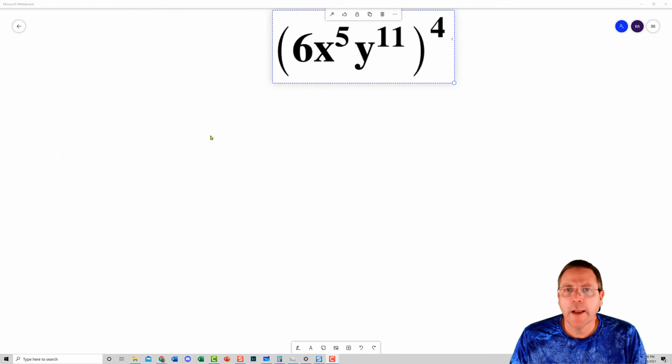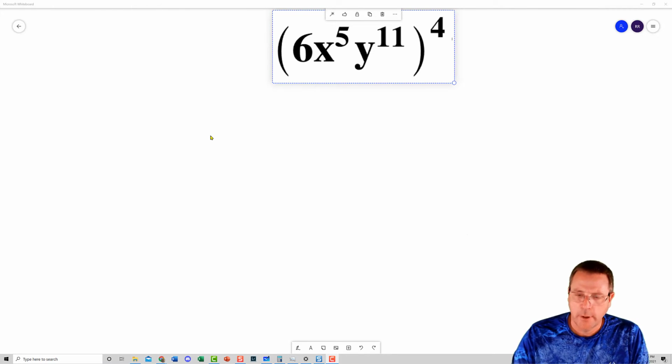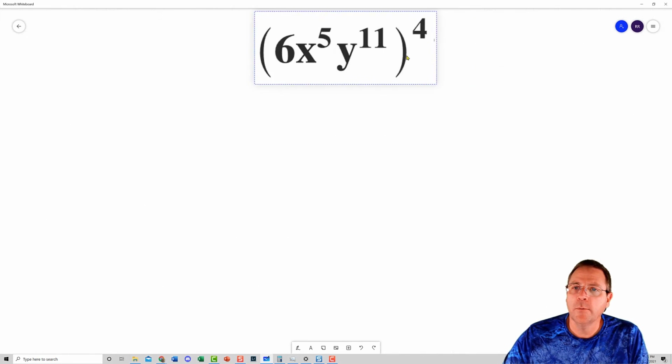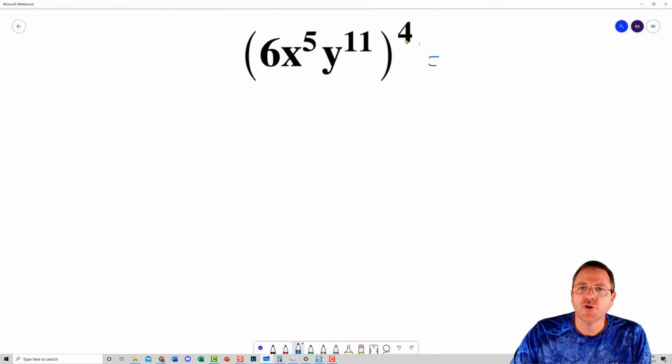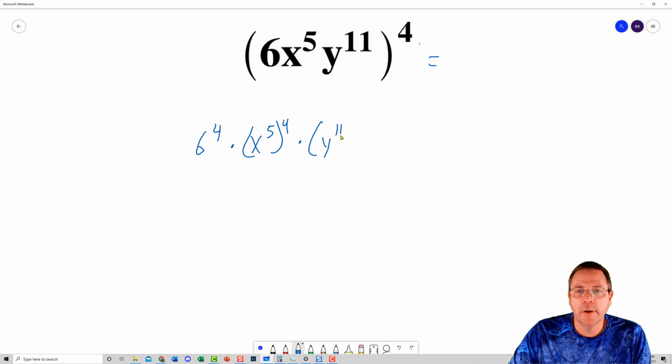So let's take a look at how I would work this problem. I would start out with my equal sign here. We'll need a pen to do that. Got my equal sign. I'm going to distribute the 4 through my grouping symbol. So I'm going to have 6 to the 4th. Don't need parentheses on it because there's no negative sign. Times x to the 5th power raised to the 4th times y to the 11th power raised to the 4th.